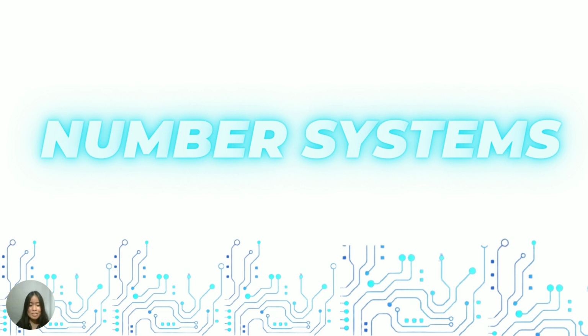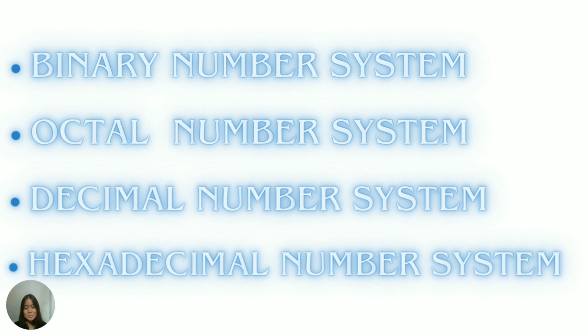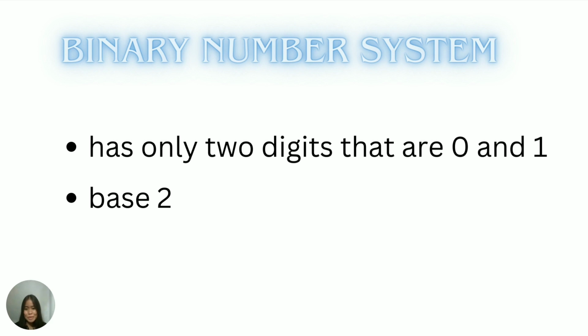Number systems are systems in mathematics that are used to express numbers in various forms and are understood by computers. There are a variety of number systems that have different properties, like the binary number system, octal number system, decimal number system, and hexadecimal number system. So let's take a sneak peek at what these systems exactly pertain to. And let's start with the binary number system.